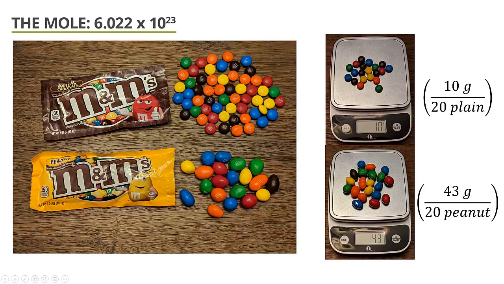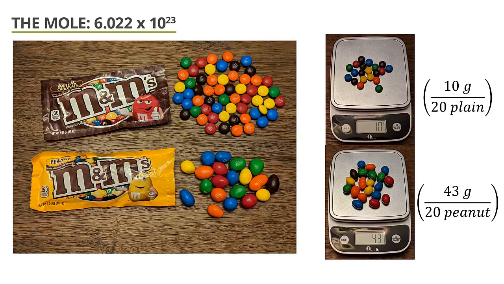So what I wanted to do is see what happens if I place 20 plain M&Ms on a simple balance. How much does that weigh? In our case, it was 10 grams. But if I take those same 20 M&Ms, but this time they're peanut, now they weigh 43 grams, almost 4 times as much. So I have the same number of M&Ms, but they weigh a different amount. And that's exactly how it is with chemistry. I could think about it as, why do the piles of candy weigh different amounts? Well, it's the same thing with atoms.